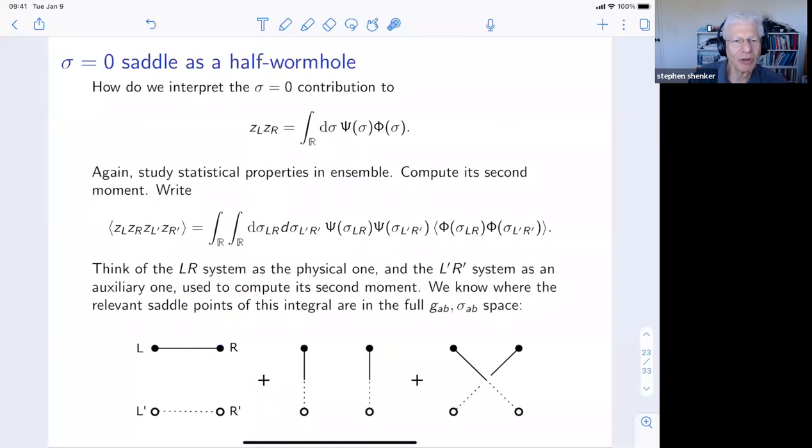Well, now let me try to motivate a little bit this word half wormhole. Again, we're studying the average of the square, this quantity we're interested in. So here we imagine that we've doubled the physical system, L and R. As we did before, here's the LR system, and we just double it. This is some auxiliary, sometimes we call it a phantom system. We're just using it to compute the second moment of this. We put in all these collective fields, and we find saddle points. Here's a wormhole in the physical system. Here's a wormhole in the phantom system. But now we have other contributions, and these are the half wormholes, where you have a wormhole connecting the physical left to the phantom left prime, and the physical R to the phantom R prime.